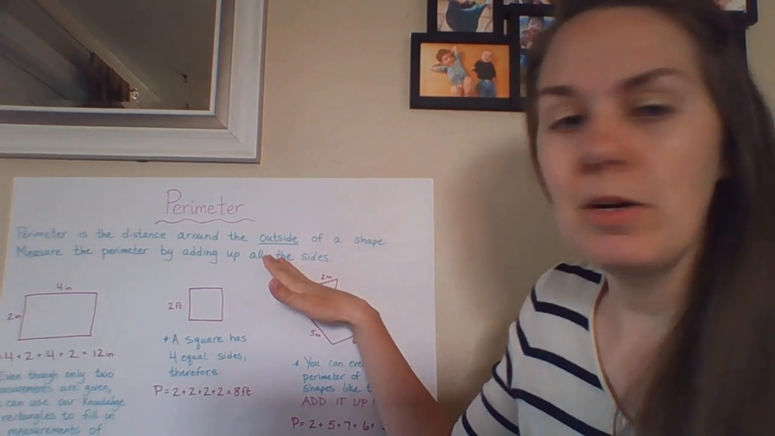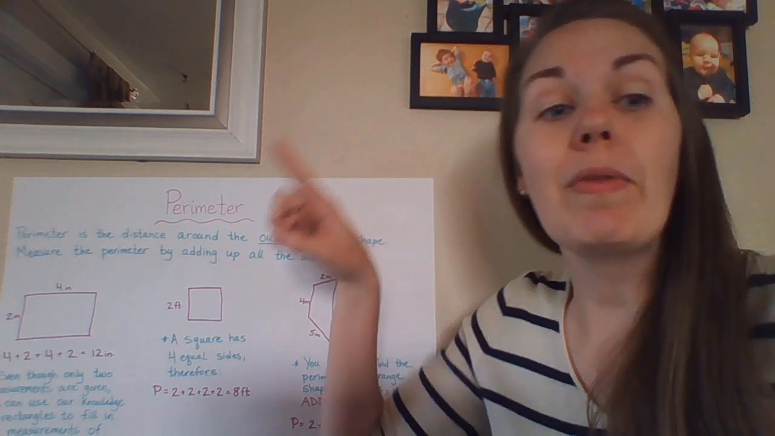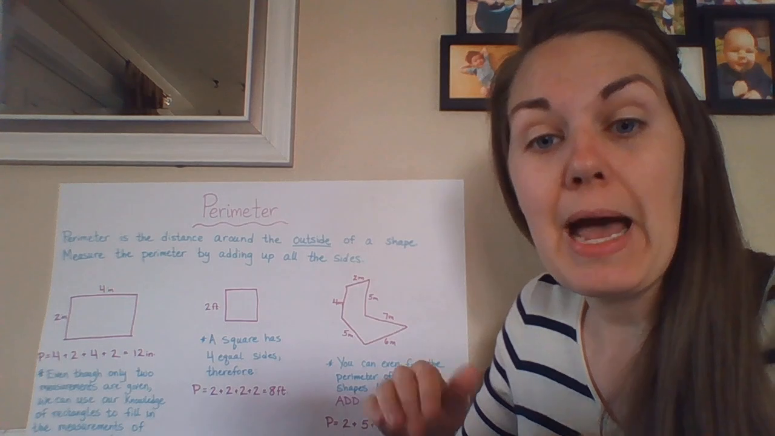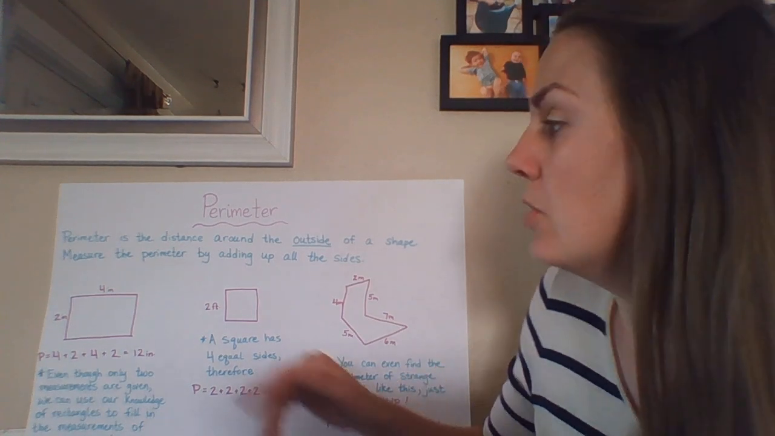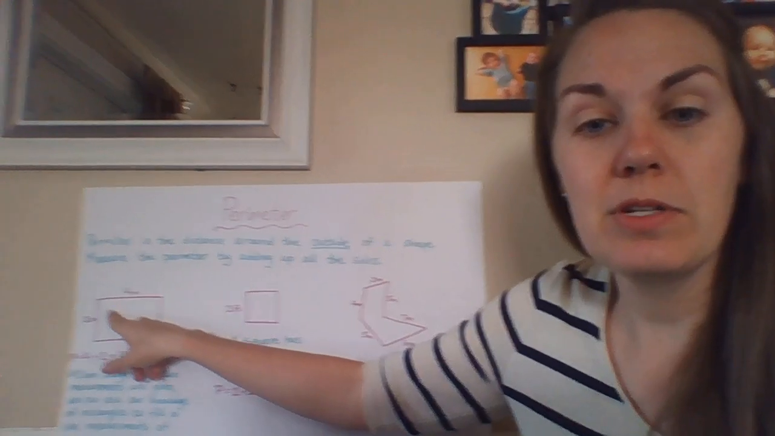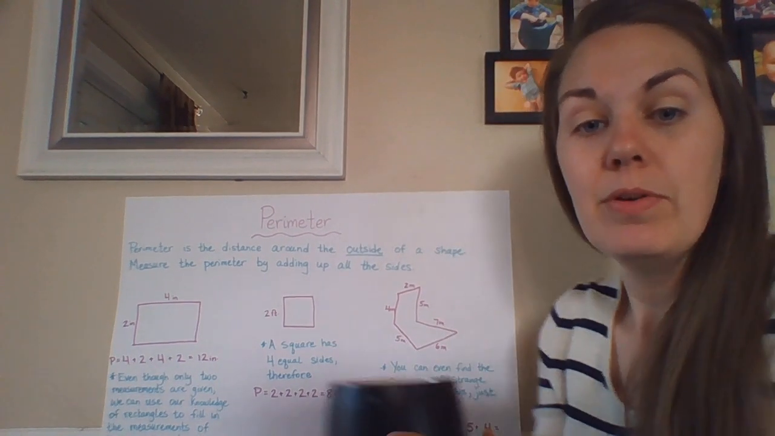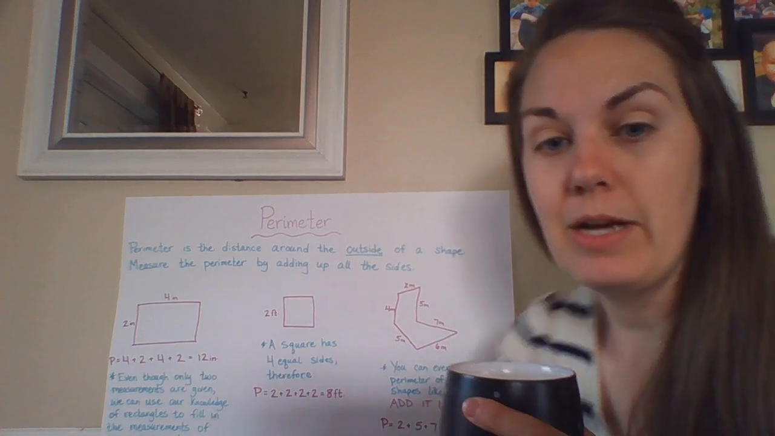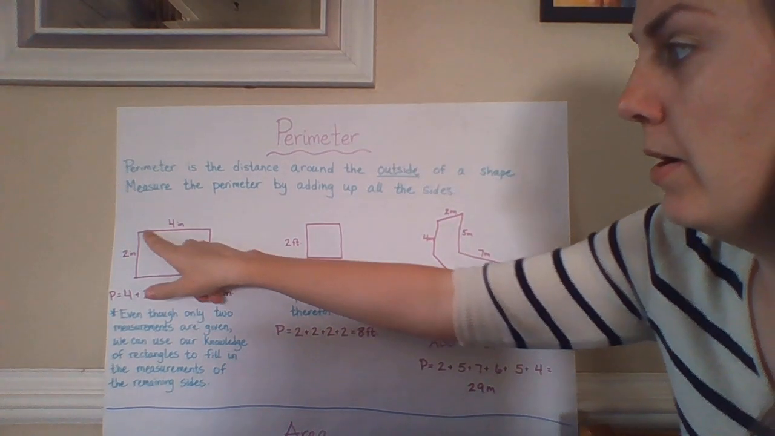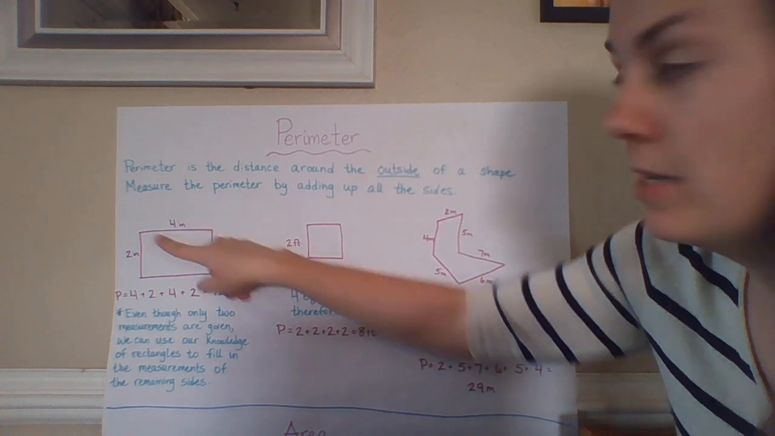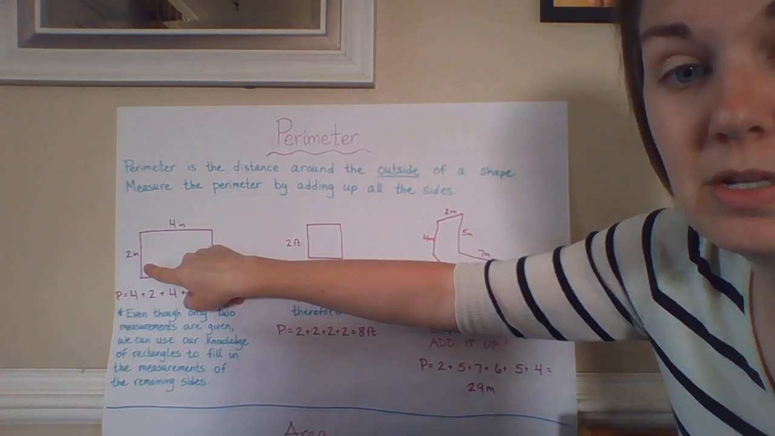Perimeter is the distance that goes around the outside of a shape. You measure the perimeter by adding up all of the sides. So for example, in this first shape, you can see that I have a rectangle. I've marked it as, I'm trying to move my computer a little bit closer. There we go. I've marked it as the long side is 4 inches and the short side is 2 inches.